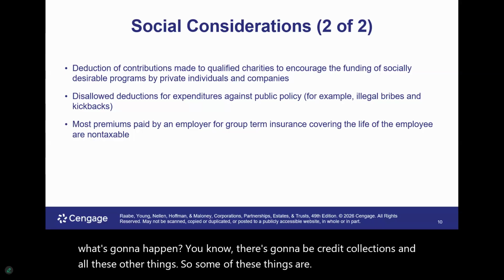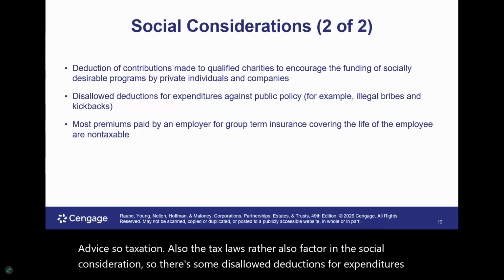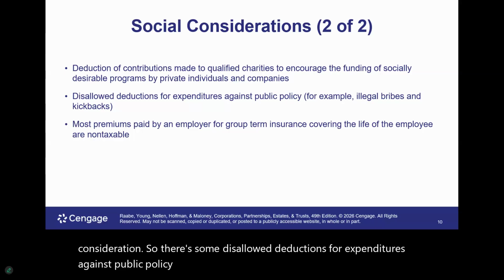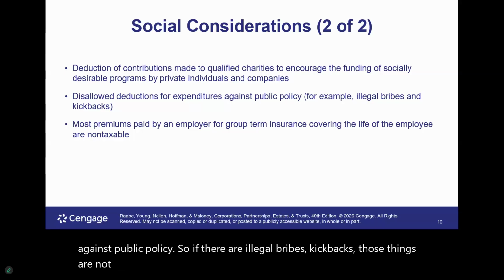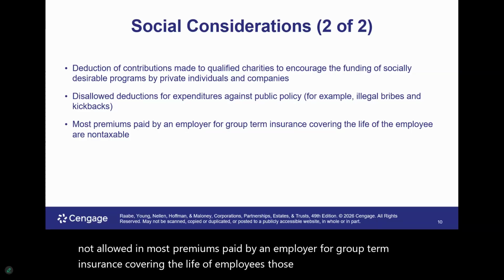So the tax laws also factor in social considerations. There are some disallowed deductions for expenditures against public policy. If there are illegal bribes or kickbacks, those things are not allowed. And most premiums paid by an employer for group term insurance covering the life of employees are considered non-taxable.